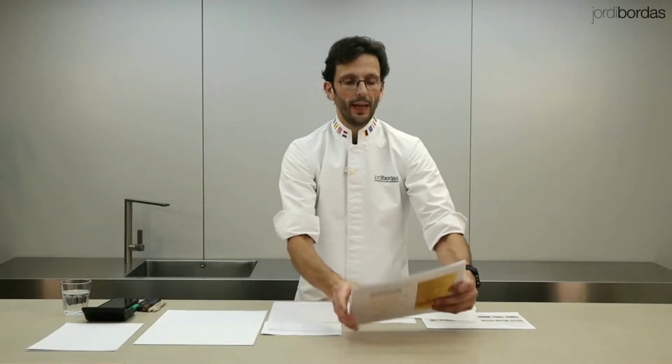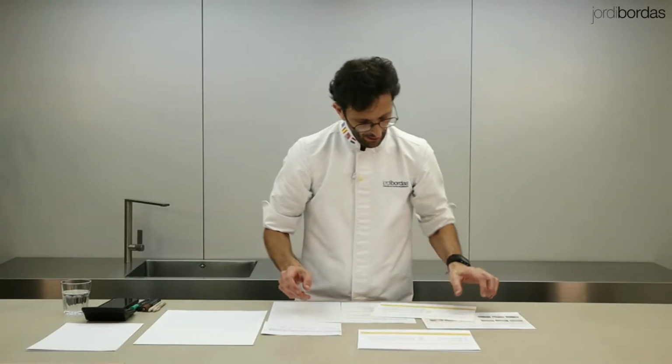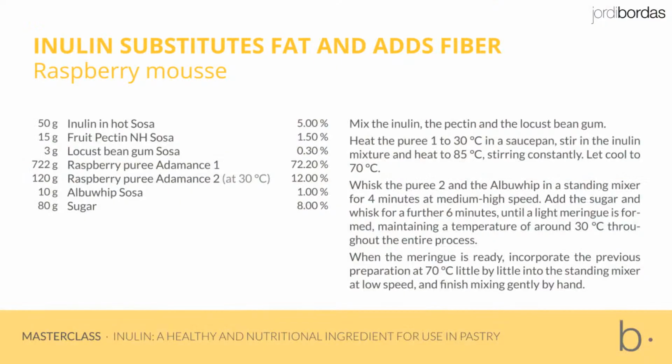Let's move to the last recipe. The last recipe will be the raspberry mousse. This recipe is really interesting because here what we did was to work with inulin HP, the one that has the properties, the ability to create a creamy texture, no?